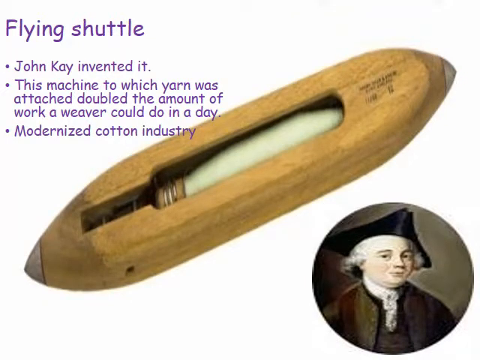John Kay, a machinist, invented a shuttle that sped back and forth on wheels. This machine, to which yarn was attached, doubled the amount of work a weaver could do in a day. This modernized the cotton industry and shortened the long hours a person would have to work.